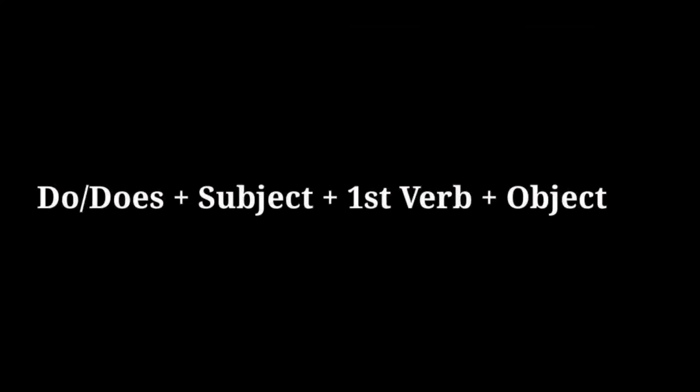So in its interrogative form, the simple present tense is used to ask questions related to situations that are habitual or repetitive in nature. So in interrogative sentences, the sentence begins with do or does plus the subject plus the verb in its base form. Let's have a look at some examples.